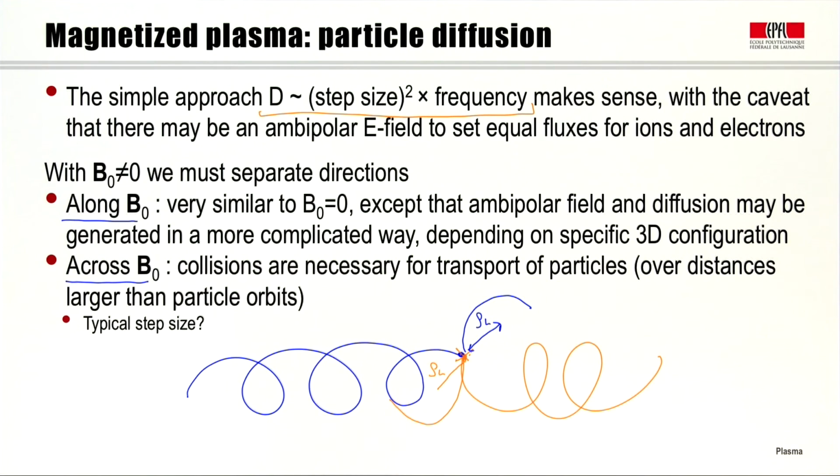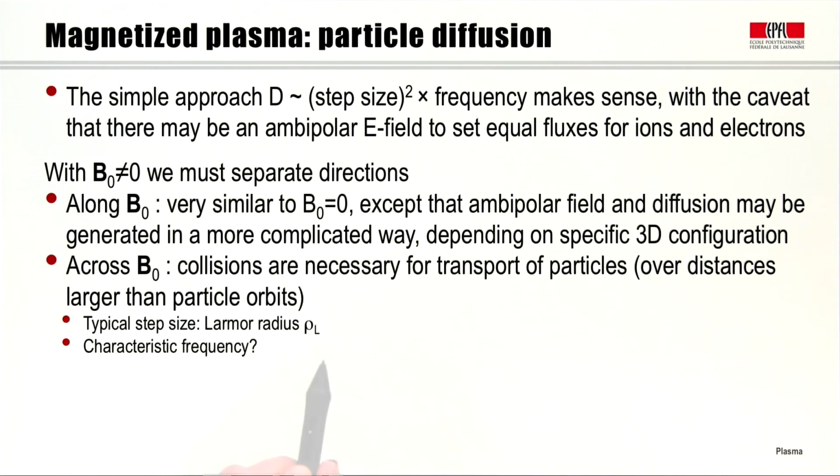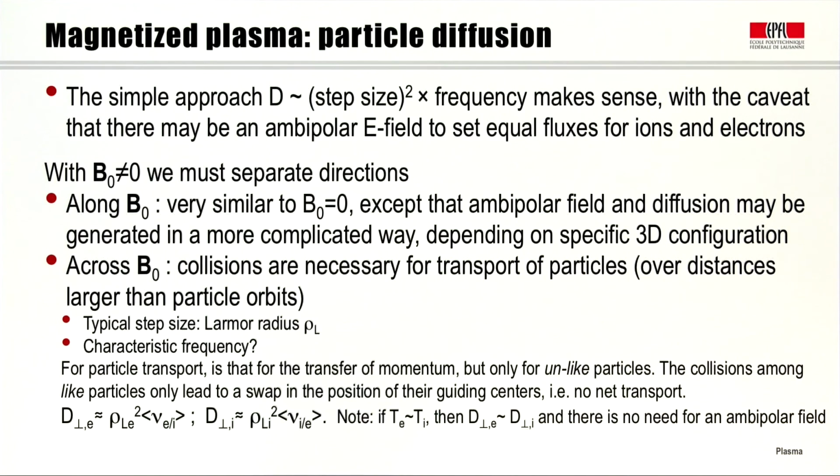We are evaluating orders of magnitude, of course. We don't pretend to be very precise in this evaluation, but it's very important to give a typical step size for this concept of diffusion coefficient. So the typical step size is therefore the Larmor orbit for the different particles. So we identify that. And the next question, of course, is what is the characteristic frequency? Now we are considering the transport of particles. So the characteristic frequency here is that for the transfer of momentum.